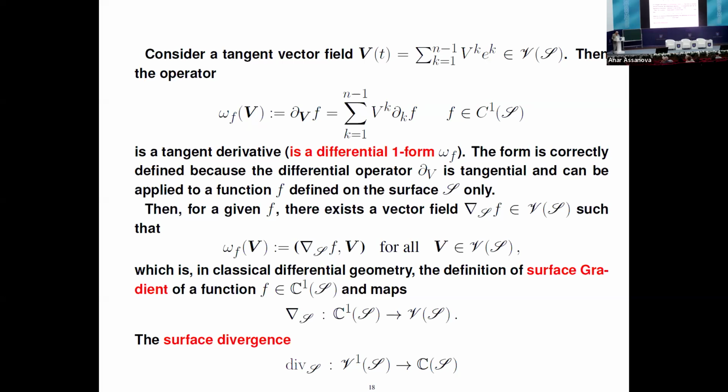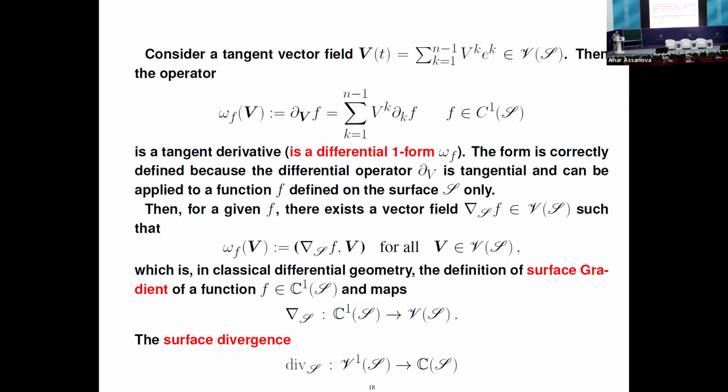Then for given f, there exists a vector field, denoted by nabla S f, such that this differential form is represented as a scalar product of this vector field and V. This is the definition of the gradient of a function. Very implicit, I can say it's not a clear definition; we know only its existence. But it is interesting: the gradient maps C1 functions, or functions with derivatives in L1 Sobolev space, to a tangent vector field.